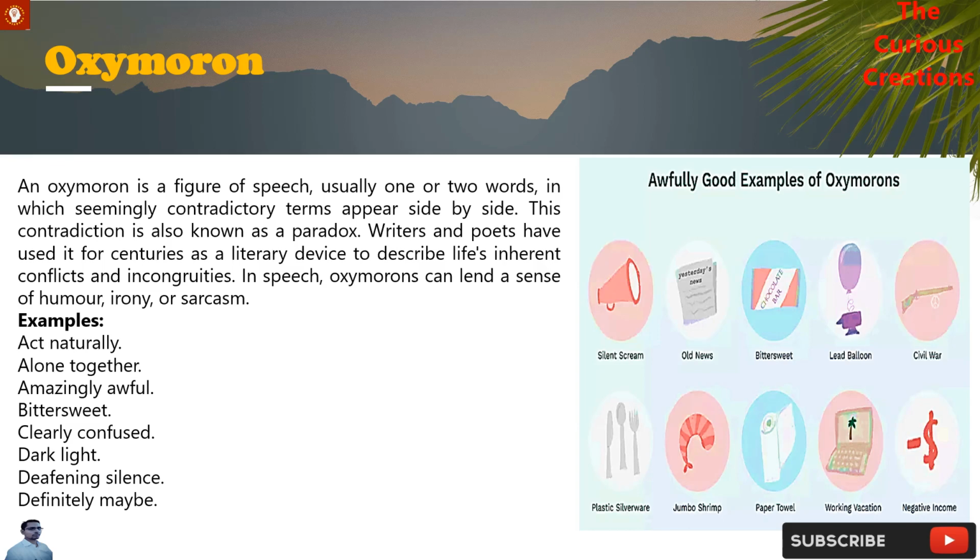Here are some examples. "Act naturally," "alone together," "amazingly awful," "bittersweet," "clearly confused," "dark light," "deafening silence," "definitely maybe." In all these examples, we have one thing in common, that two opposite things or ideas are coming together. In this case, this is oxymoron.